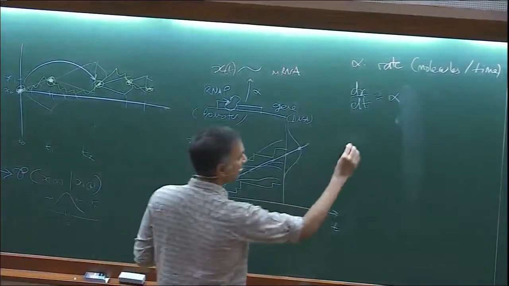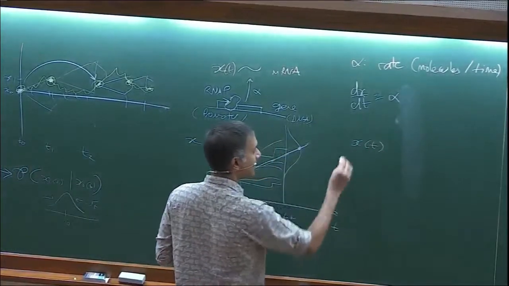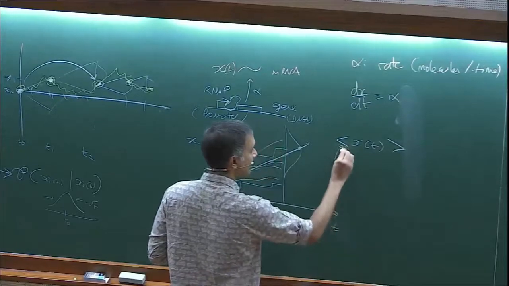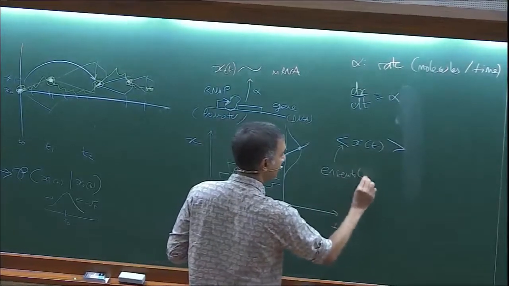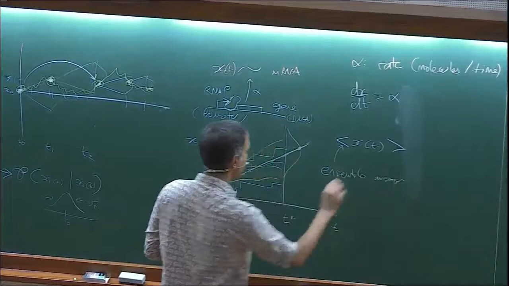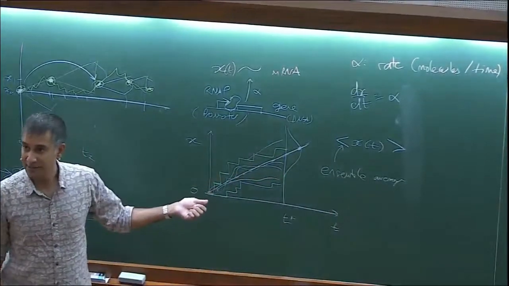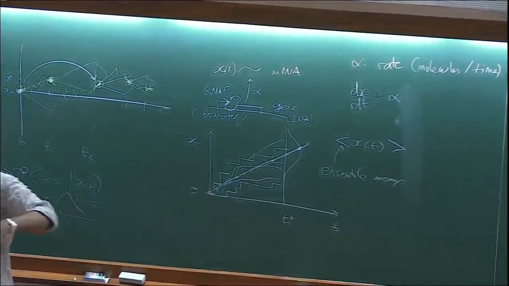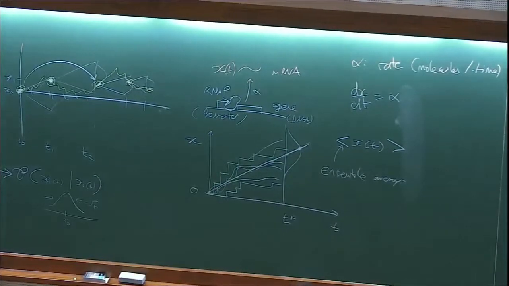In other words, you're not looking at x of t in a single cell, but you're looking at the ensemble average of x of t. It means you run 1,000,000 cells, and then at every point in time, you plot the average of the number of mRNAs per cell.